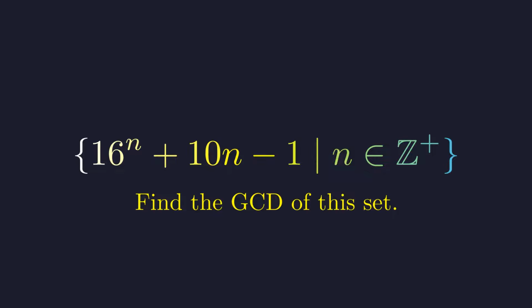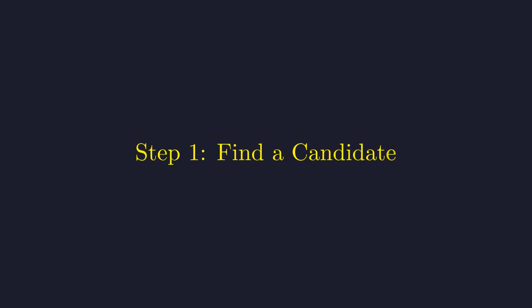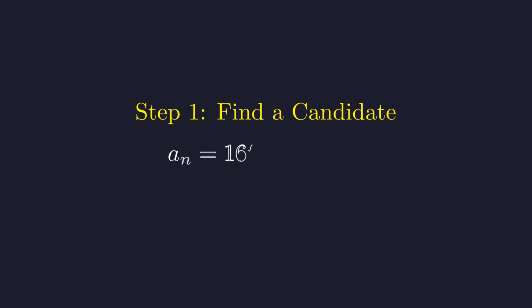A good starting point is to gather some empirical evidence. Let's calculate the first few terms of the sequence to see if a pattern emerges. This will help us form a hypothesis for the GCD. First, we'll define our sequence as a sub n equals 16 to the n plus 10n minus 1.